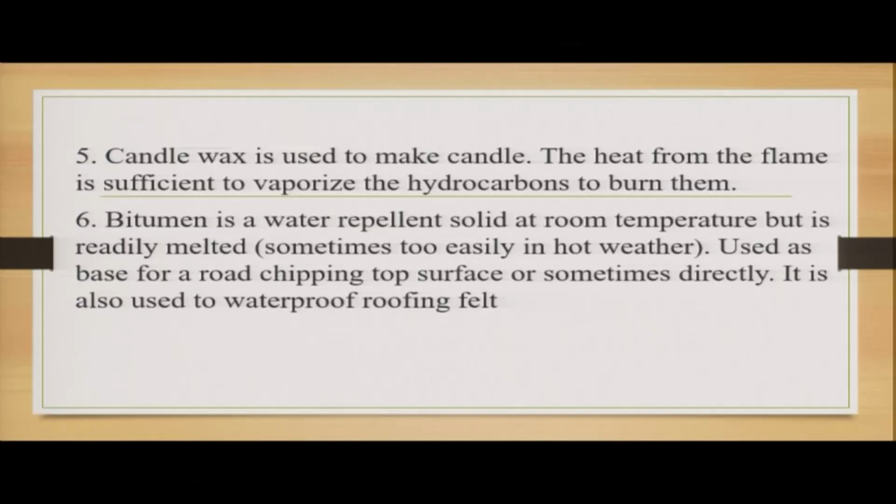Bitumen is a water-repellent solid at room temperature, but is readily melted, used as a base for road chipping, top surface, or sometimes directly it is also used as a waterproof roofing felt. So this bitumen, when they are making roads, you have seen sometimes they add some substances which are black, which they mix with some small gravel.